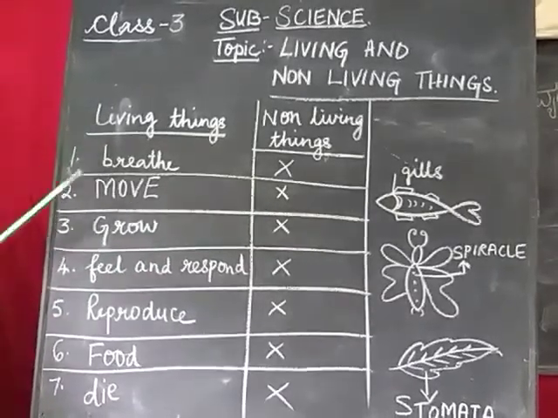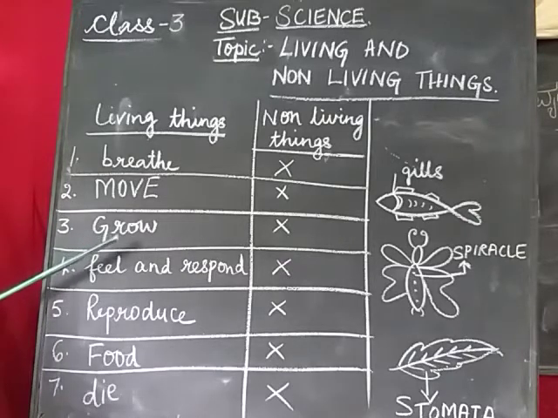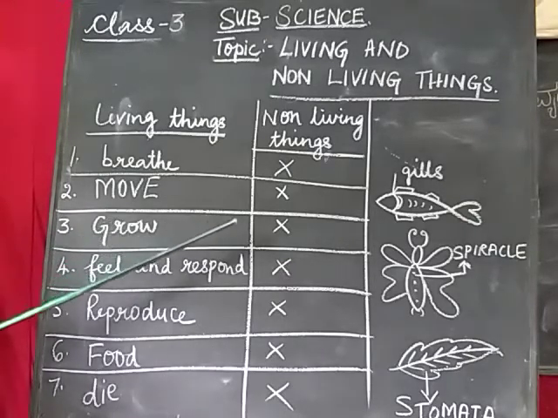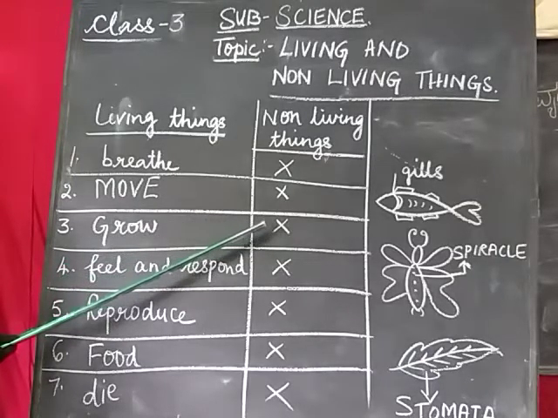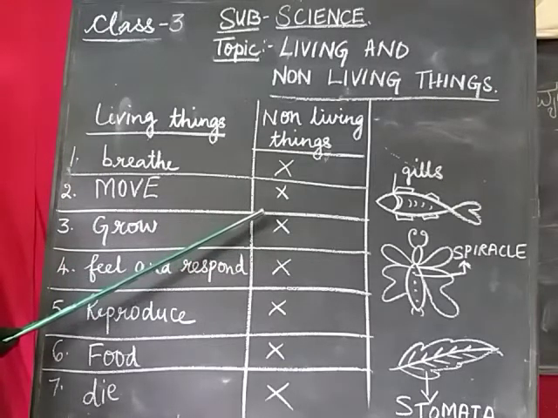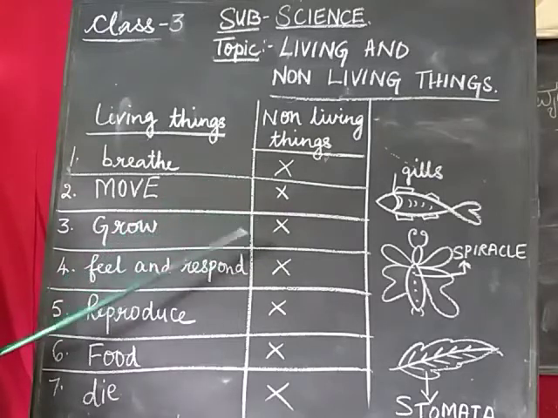Then living things grow. Now look at yourself. When you were born, you were a baby. But now you have grown and come to class 3. Is your height the same as when you were born? No. That means you have grown. Now if you go to class 7, you will be taller, inshallah. So living things grow. Non-living things do not grow. If you keep a stone in front of you, and after 5 years you see that stone, will the stone grow? No, it will not grow. So non-living things do not grow.